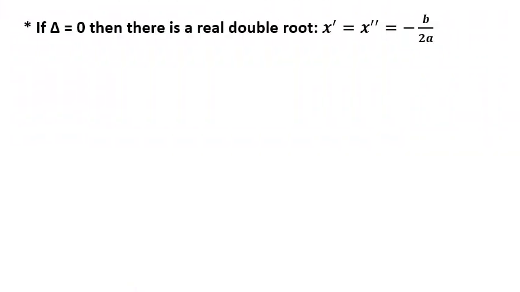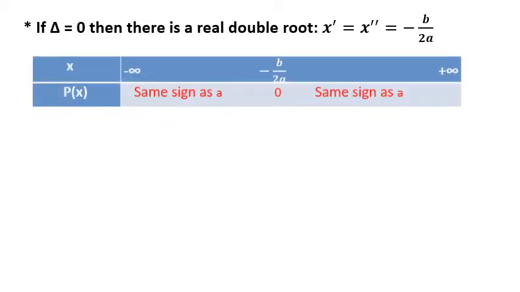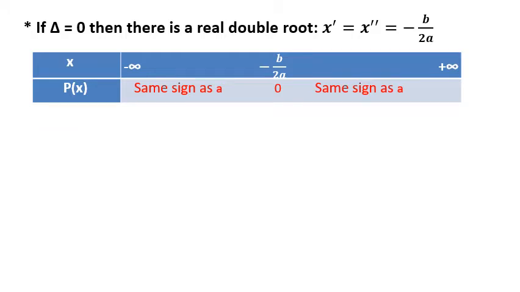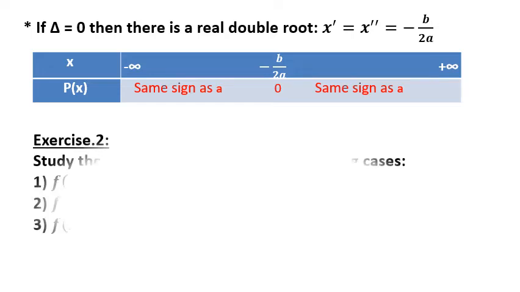If delta equals 0, then there is a real double root, x prime equals x double prime equals minus b over 2a. Then we draw the table of sign of p. Its domain is minus infinity to plus infinity. The root is minus b over 2a. Before and after the root, the sign of p of x is the same sign as a.